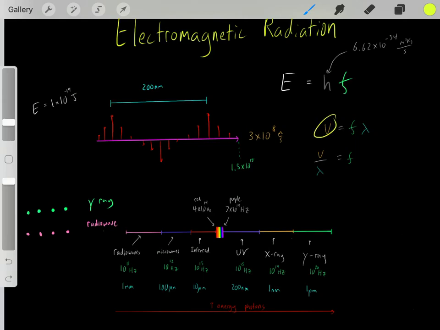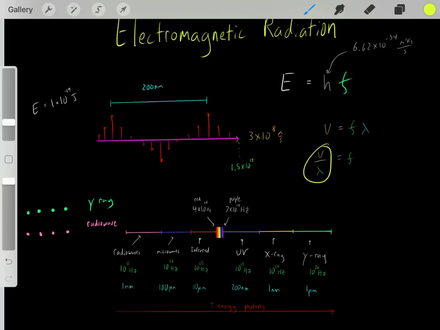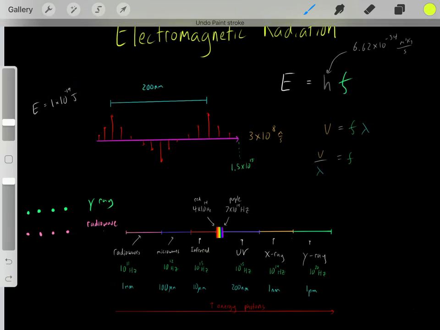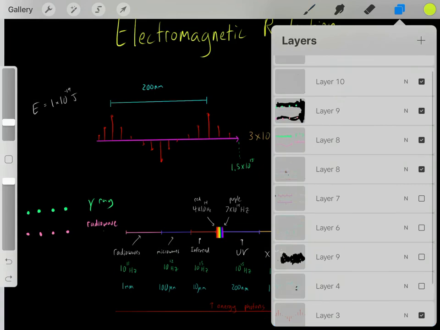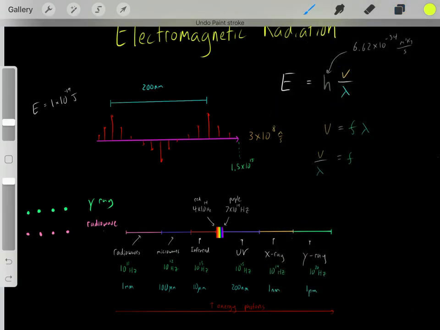And again, we also know velocity equals frequency times wavelength. So if we divide both sides by wavelength, we essentially get this formula. So frequency equals velocity divided by wavelength. Therefore we could plug this in for the frequency, and if we were to plug this in, we'd essentially get this formula. So this is another form of this formula.